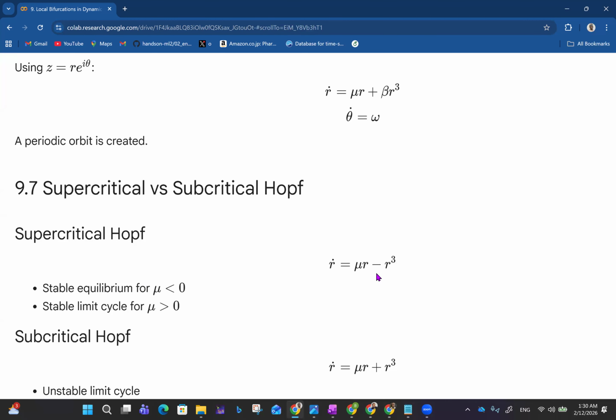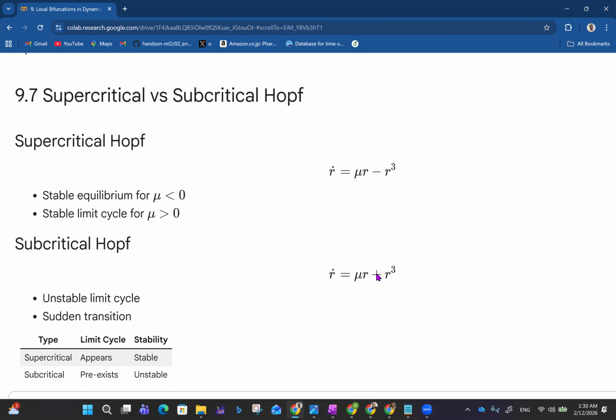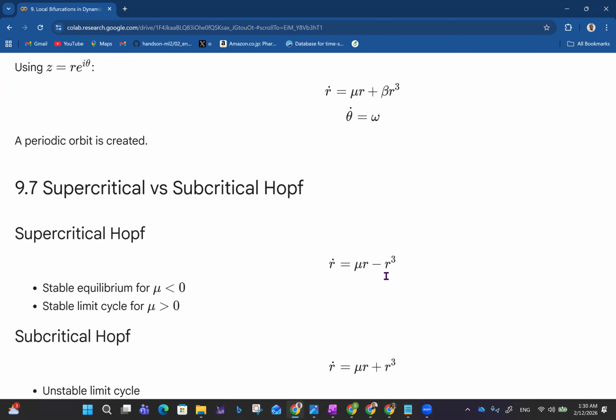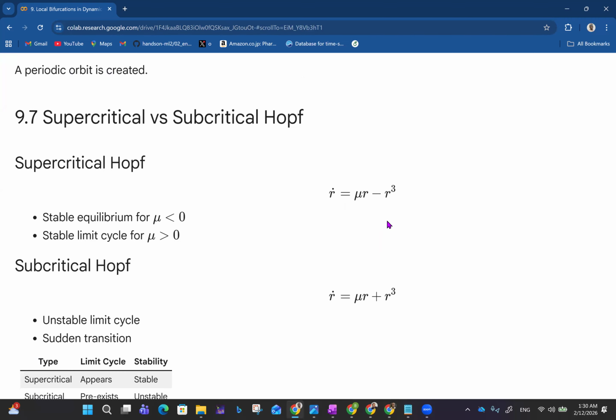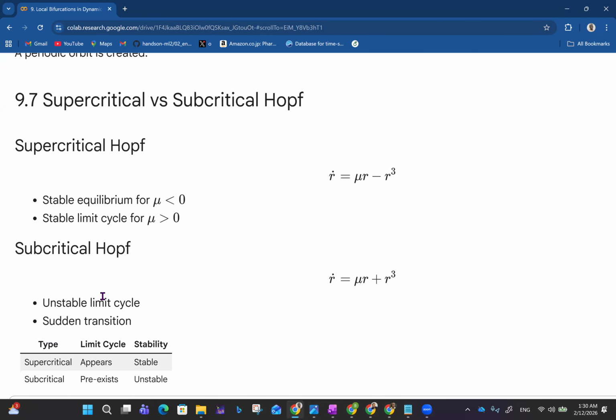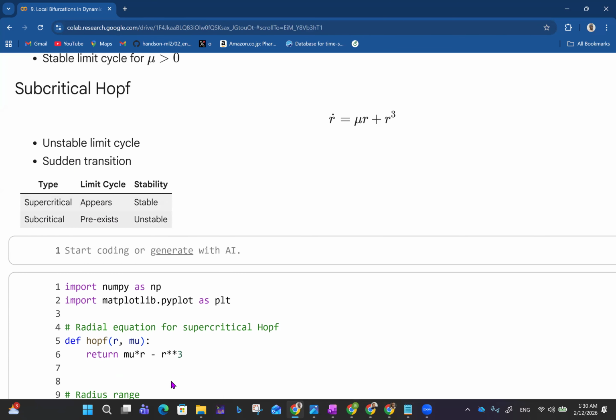Okay. Then for subcritical Hopf bifurcation, beta now looks like 1, right? So you have mu r plus r cube. So you always have an unstable limit cycle and sudden transition. For supercritical, the limit cycle does appear, and it's always stable. But for subcritical, the limit cycle pre-exists, right? And then it's unstable. So we can look at that from here.